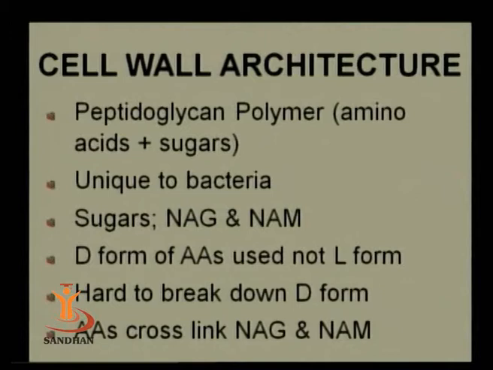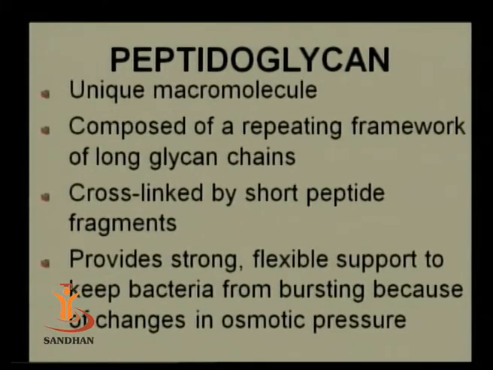Generally, the D form of amino acid is used, not the L form. We know that L-form amino acids are the naturally occurring amino acids, but some unusual amino acids are found in the structure of the bacterial cell wall, which are known as the D form. It is very hard to break down the D form, and the amino acids are cross-linked to N-acetylglucosamine and N-acetylmuramic acid.